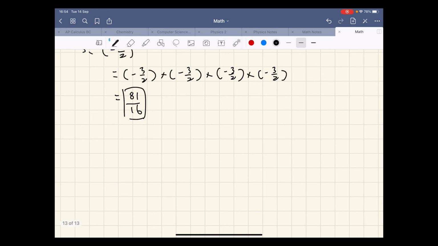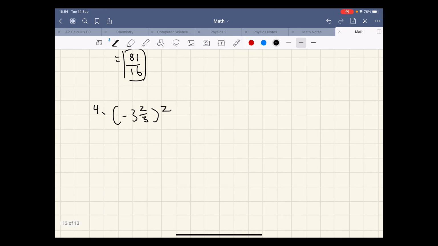And last question for today. Negative 3 2/3 to the second power. Let's first convert this to an improper fraction, and you get negative 11/3 to the second power, and you do negative 11/3 times negative 11/3, you get 121/9.